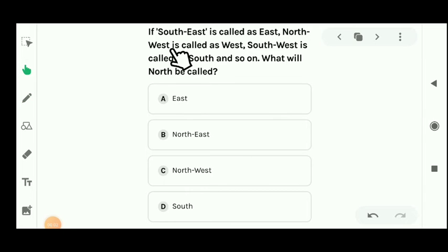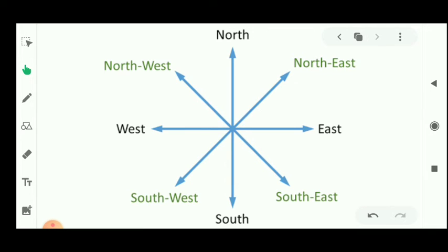Now students, let's see the next question, that is question number 3. If southeast is called east, northwest is called west, southwest is called south, and so on, what will north be called? Let's see the solution of this question. Students, for the solution of this question, firstly you have to make this diagram. This direction diagram we have to make like east, west, north, south. Then we have to make more directions like northwest, southeast, northeast and southwest.